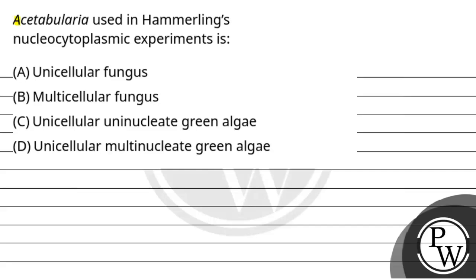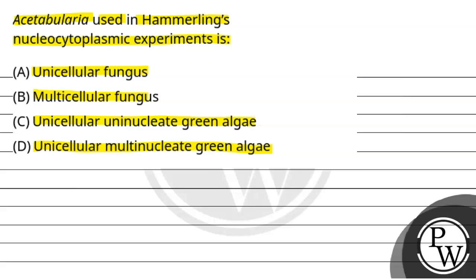The question is, Acetabularia used in Hammerling's nucleocytoplasmic experiments is: first option, unicellular fungus; second option, multicellular fungus; third option, unicellular uninucleate green algae; and fourth, unicellular multinucleate green algae.